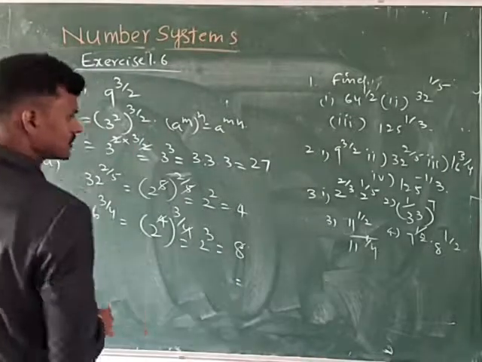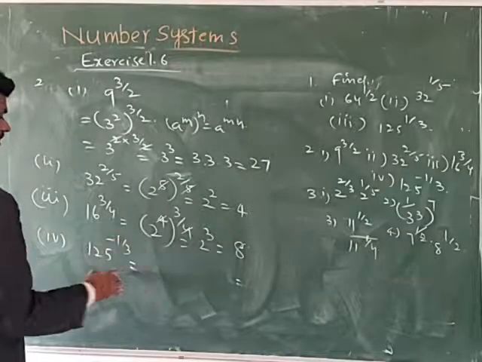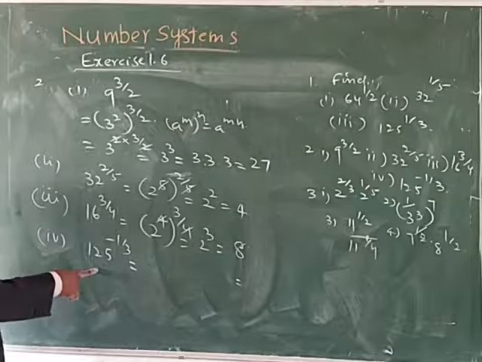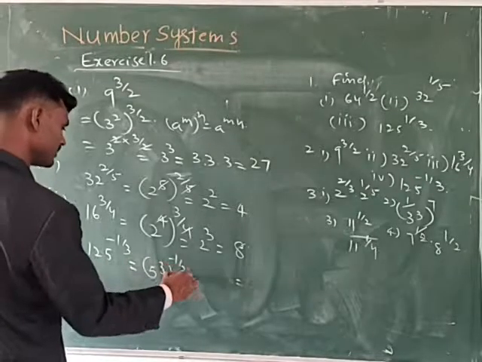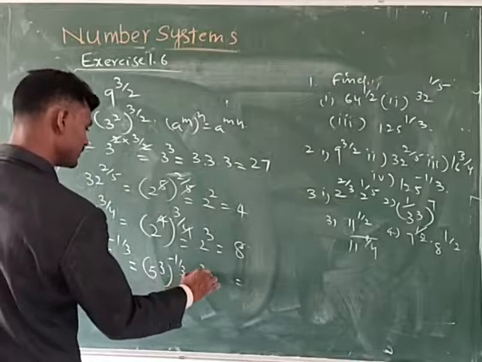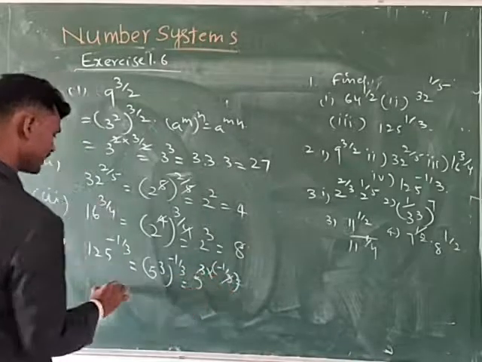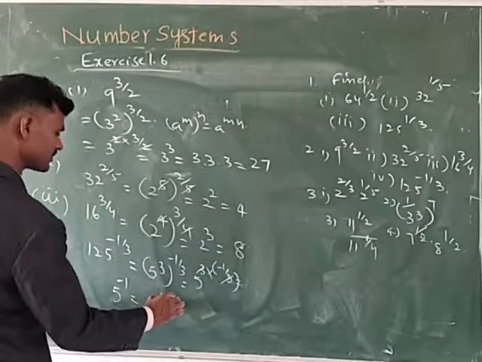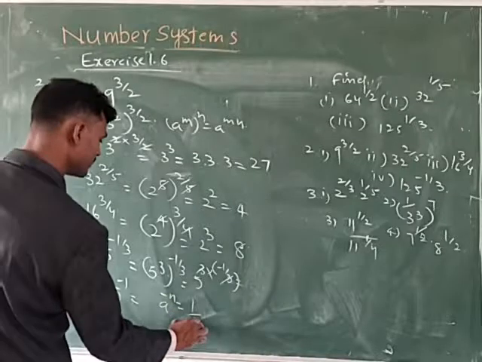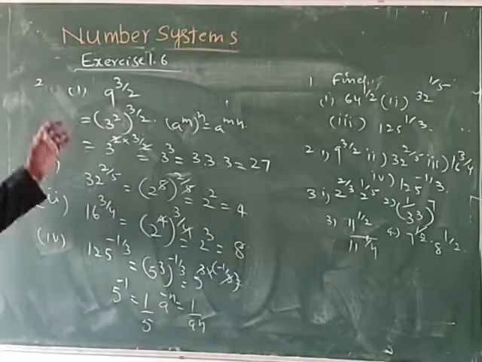Next, the fourth one is 125 power minus 1 by 3. Here, as we wrote before, 125 is 5 power 3, so 5 power 3 whole power minus 1 by 3. Now you can write 5 power 3 into minus 1 by 3. Here the 3s cancel, then 5 power minus 1. Here 5 power minus 1, as a power minus n is 1 by a power n, is written as 1 by 5. Note down this one.